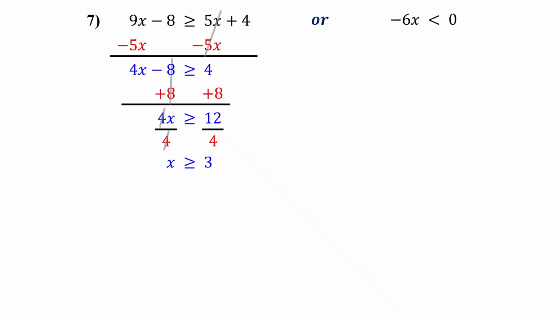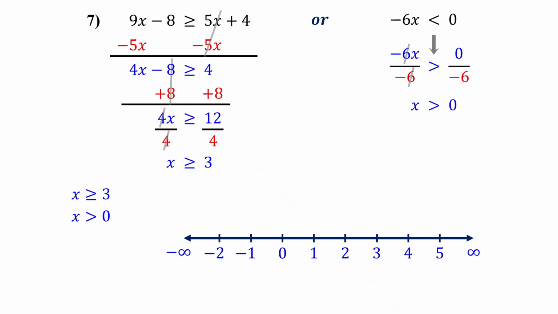Now for the second one, to get x by itself, divide both sides by -6. Remember, dividing by a negative flips the inequality sign. So the solution to the second inequality is x is greater than 0, right? Excellent. The next step is to graph each solution on a number line.